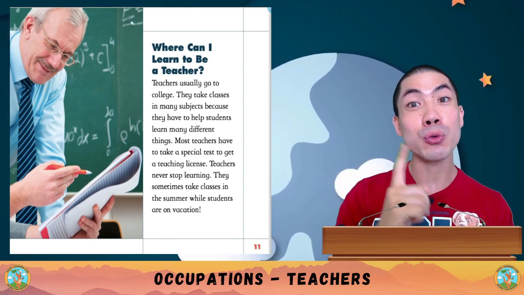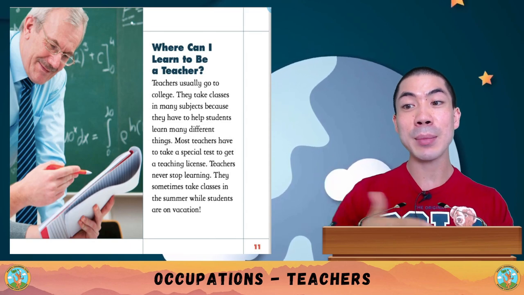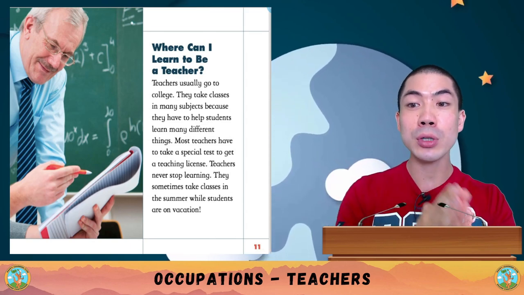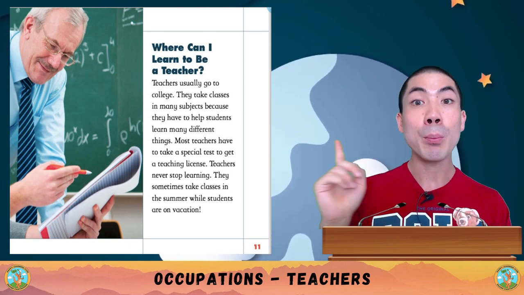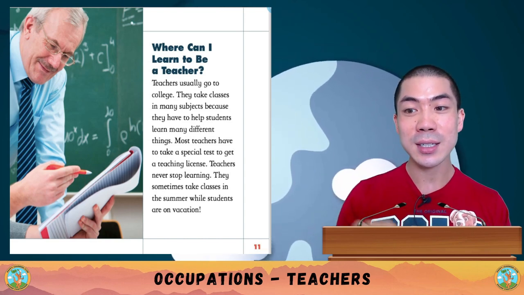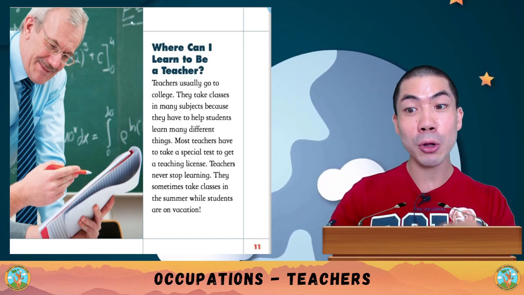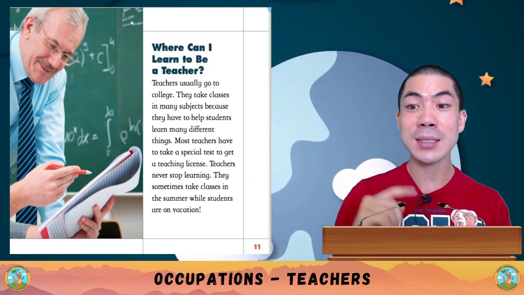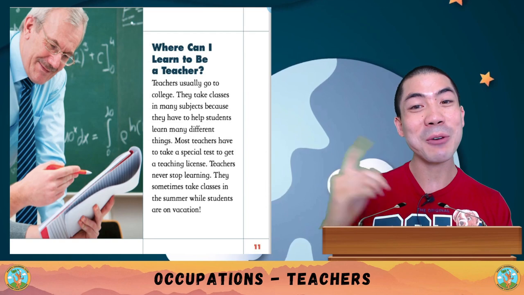Where can I learn to be a teacher? Teachers usually go to college. They take classes in many subjects because they have to help students learn many different things. Most teachers have to take a special test to get a teaching license. Teachers never stop learning. They sometimes take classes in the summer while students are on vacation.